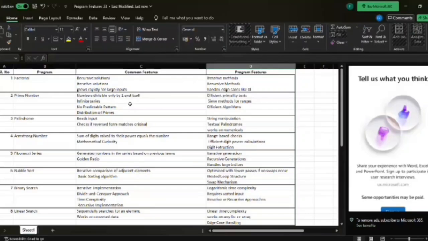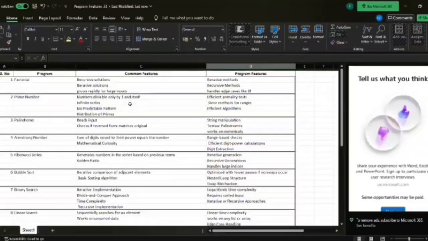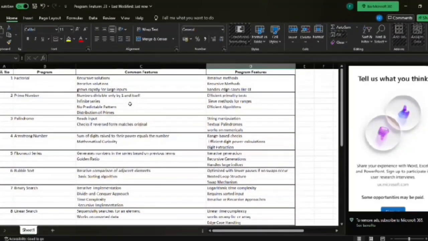In this video I want to tell you about the programs and their common features. Let's break down some of the key concepts and their characteristics. 1. Factorial. Recursive solutions. Factorial is often demonstrated using recursion, where a function calls itself to calculate the factorial of smaller numbers. Iterative methods. Factorial can also be calculated iteratively using loops, which can be more efficient for large numbers.